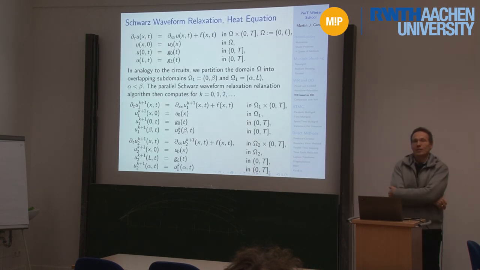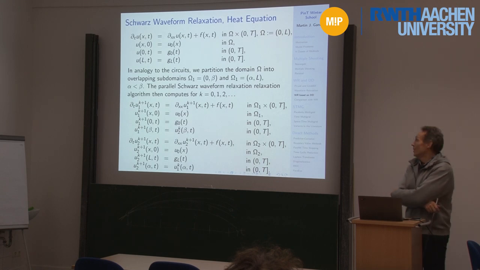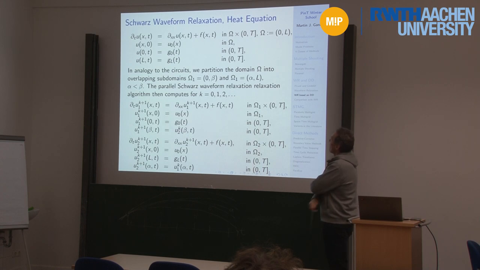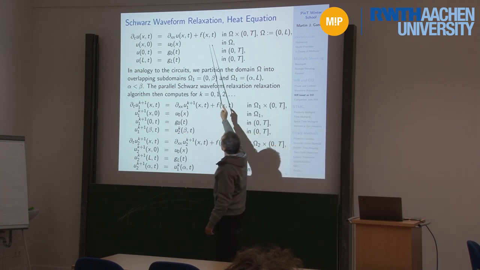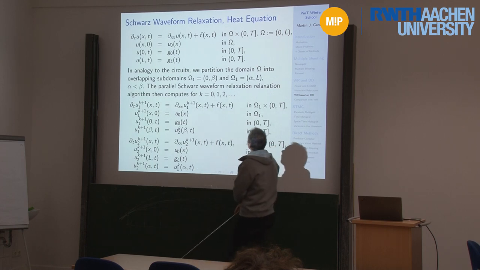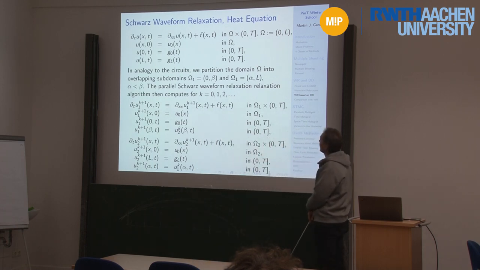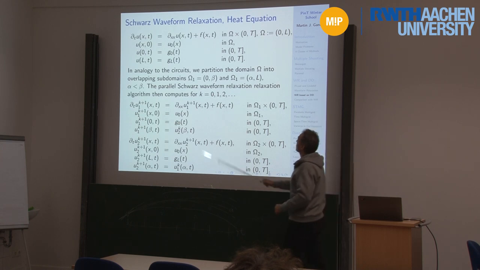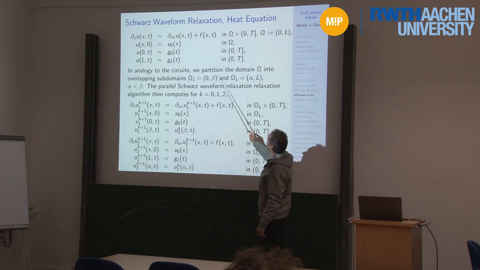So let's look at Schwarz waveform relaxation. That's now for a PDE. So to do what we did for the circuit for a PDE, we can take a heat equation. This is a one-dimensional heat equation we've seen many times now. This is the cooling nail. Could have a boundary condition on the left and on the right. And now we want to use the Schwarz method. So we do a decomposition of the domain into two subdomains, like in the Schwarz method. It's a decomposition in space, not in time.